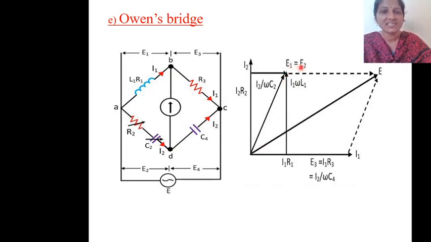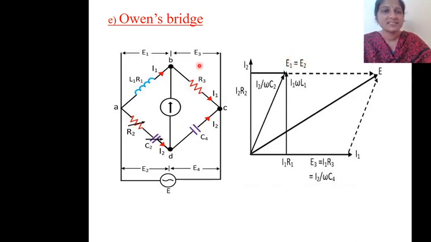This E1 is nothing but E2 also, and E2 is nothing but I2 R2 plus 1 by j omega C2. So I2 R2 will be perpendicular to I1. So I2 R2 is drawn here, and for this I2 R2 you need to draw plus j into I2 by omega C2. That means you need to draw a perpendicular line. The sum of these two will give you the E2 voltage, and also E1 is equal to E2.